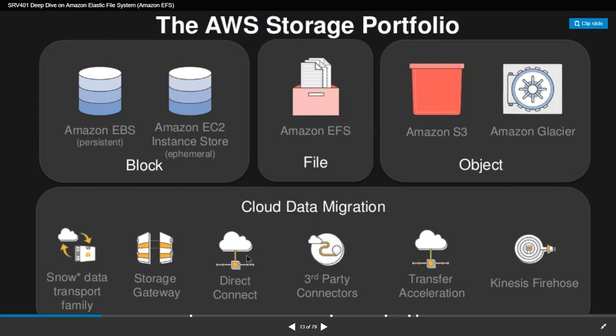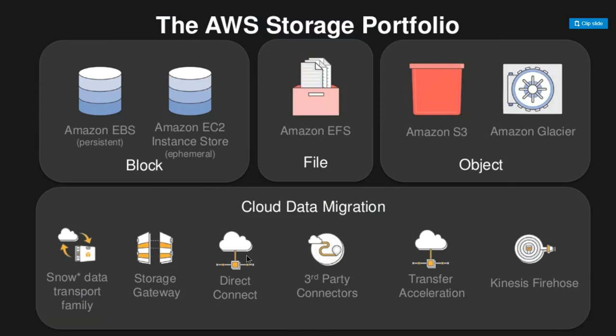The third option is Direct Connect, right? In order to use Direct Connect, you need to own and operate a data center. If you own and operate a data center, you can connect to the Amazon data center through a virtual MPLS line and you can move the data back and forth, right? That is Direct Connect. After that, we have third-party connectors.